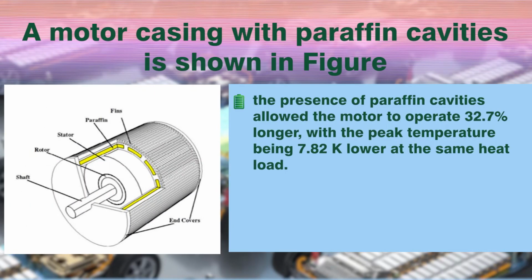and the presence of paraffin cavities allowed the motor to operate 32.7% longer with the peak temperature at the same heat load. So, an experiment has been conducted with and without paraffin cavities, and it has been observed that with the same heat load, the paraffin cavities allow the motor to operate for a pretty long time, which is around 32.7% more compared to without paraffin cavities.